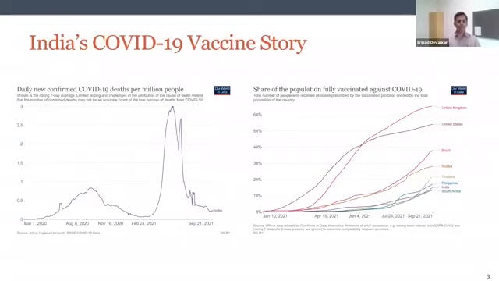So everyone knows what the state of the epidemic is in India, right? So we had this huge second wave in April, May of this year.